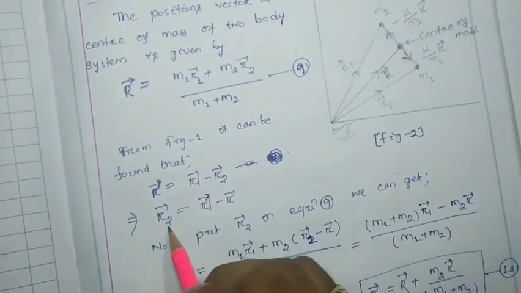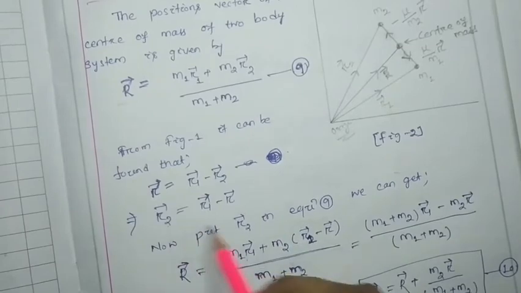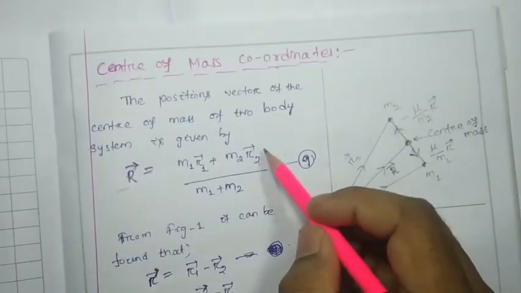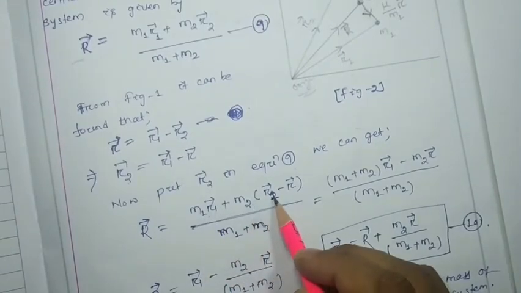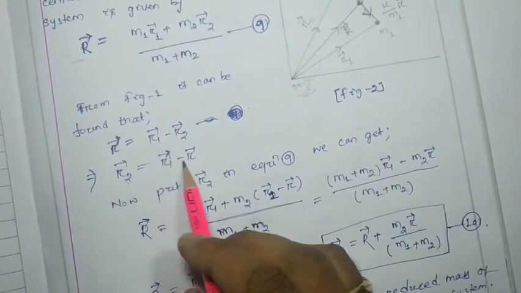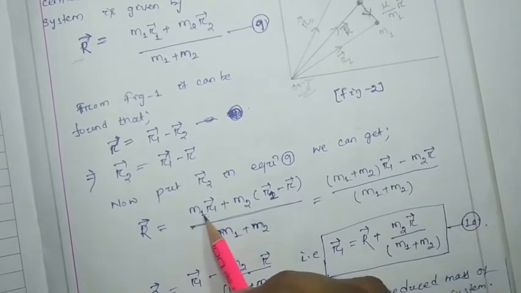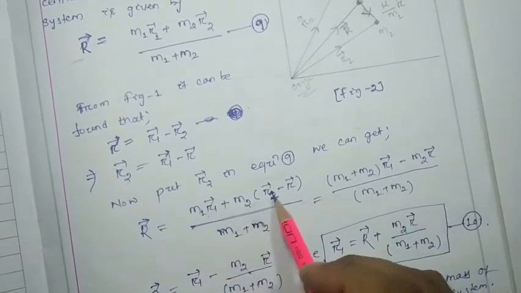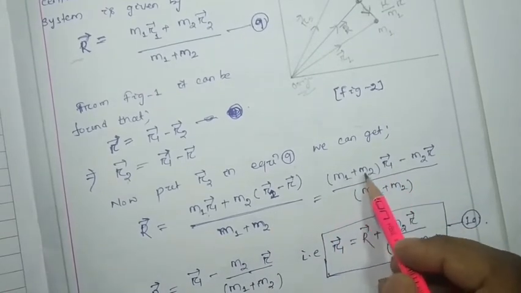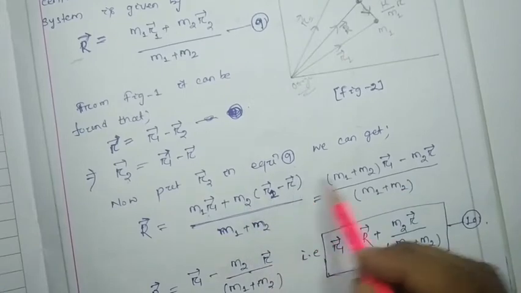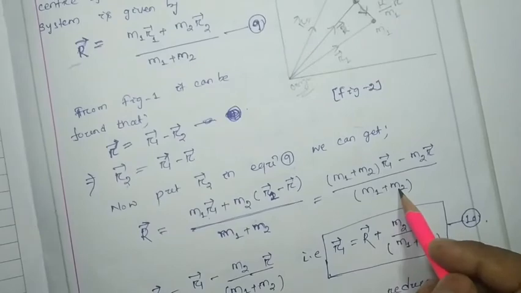And r2 will be r1 minus r. Now we have to put the r2 value in equation number 9. Then it will be m1 r1 plus m2 times r2, which is nothing but r1 minus r. So it will be m1 r1 plus m2 r1, and r1 can be taken outside, so m1 plus m2, minus m2 r, divided by m1 plus m2.